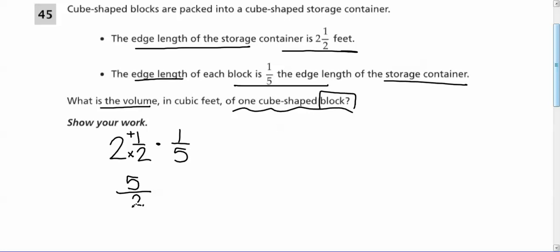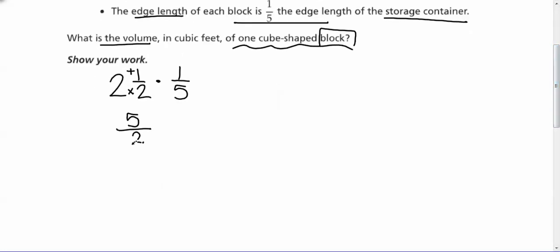I'm going to scroll up a little bit, and then we're going to multiply that times 1/5. Before I multiply, I always check to see if there's something I can simplify first. There is something here we could simplify. If you wanted to, you could just multiply straight across and you get 5/10, which we know is 1/2. So when I say simplify before you multiply, you could have canceled out these 5's, because 5 divided by 5 is 1. So then it would be 1 times 1 is 1, 2 times 1 is 2, and that's how you get 1/2. So we know that the blocks going into the storage container are 1/2 foot by 1/2 foot by 1/2 foot.